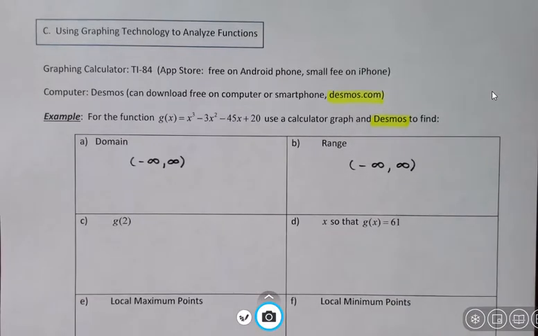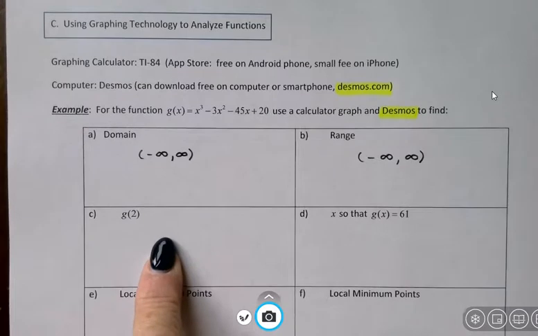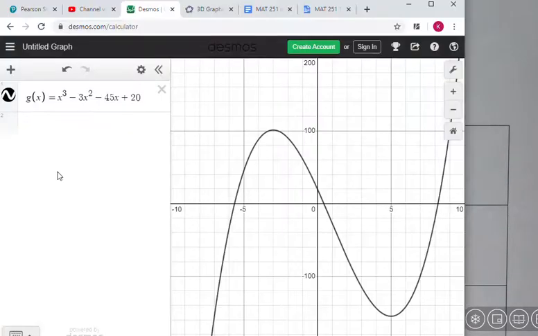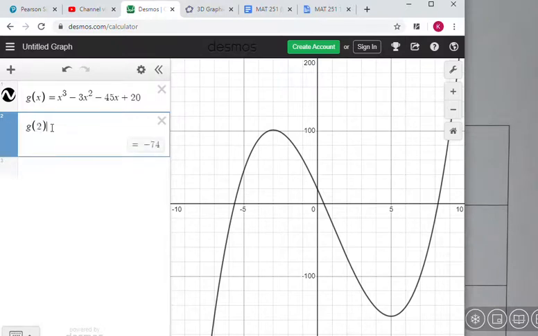All right, the next thing I'd like to find is g of 2. So if I go back to Desmos, I can actually ask Desmos to find g of 2. I type it in using my function notation, and notice there it is. Told me -74 right there.